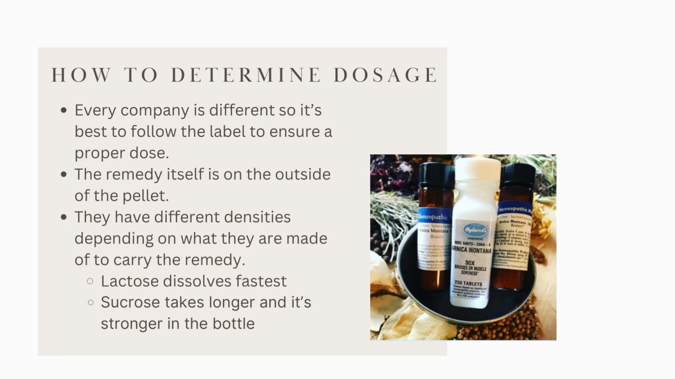How you're going to determine dosage, every company is different, so you need to read the label to ensure what a proper dose is. The remedy itself is on the outside of the pellet, and all the companies have different densities depending upon what they're made of to carry the remedy. So lactose dissolves fastest. Sucrose takes longer, and it's also stronger in the bottle. So you might want to have some of both because you might need a remedy to dissolve very quickly. But the lactose also creates powder at the bottom, and it loses some of its integrity. For people who don't want milk, sucrose is also a better option.